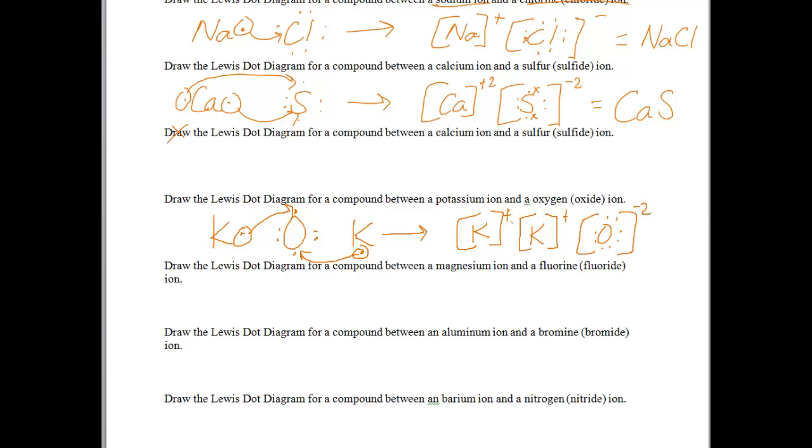Okay, look at the charges. +1, +1. That's a plus total of +2. -2. Your charges balance out. What's your formula? Then K2O means 2 potassiums for every 1 oxygen.